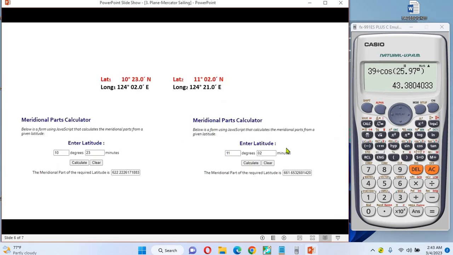Next slide. In Mercator sailing, there is that word meridional parts. To make it easy, use the meridional parts calculator. I will teach you this one later. But first, the given problem is 10 23. So punch in the 10 23 and then calculate. And the meridional part is 622.2222. We will use three decimal digits only, so 622.222. Okay. And 11 02, punch in, calculate, and there you go, 661.653.